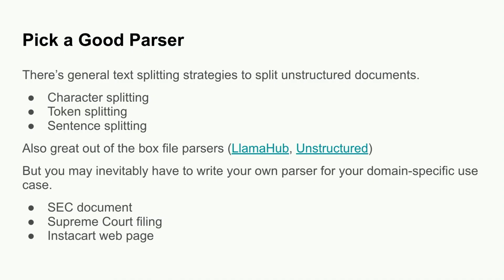Cool. That's just one of the steps. I don't have too much time, so I'm just going to go through the higher order idea of a lot of these things. The other thing is to pick a good parser. There are a lot of different text splitting strategies when you break down a document into a bunch of chunks. There's character splitting, there's token splitting, there's sentence splitting. There are a lot of out-of-the-box file parsers. There's a company called Unstructured that builds really nice in-house native parsers over different file formats. But for certain use cases, you might inevitably have to write your own parser. For an SEC document versus a Supreme Court filing versus an Instacart web page, these are very different data representations, and you're probably going to have to do something custom for each one of these.